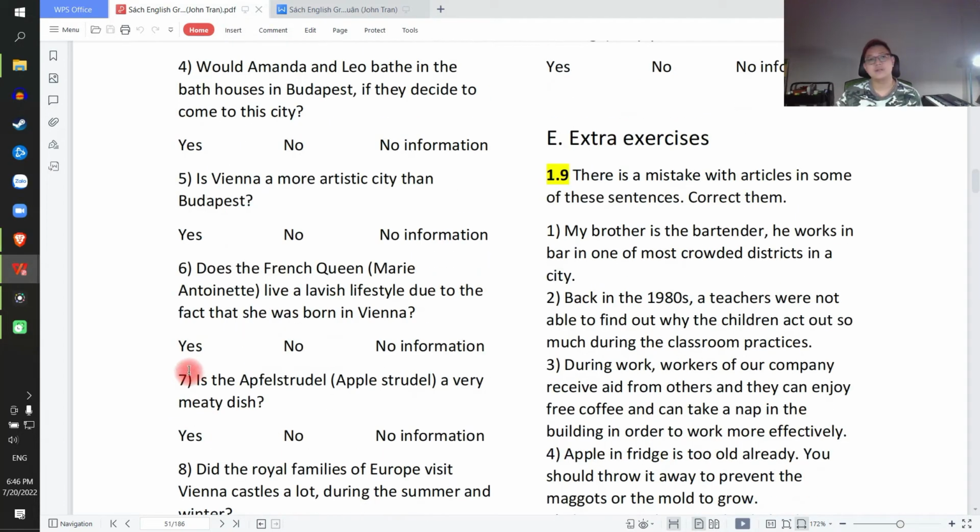Câu số 5. Number 5. Is Vienna a more artistic city than Budapest? Vienna có phải là một thành phố nên thơ, nghệ thuật hơn là Budapest không?